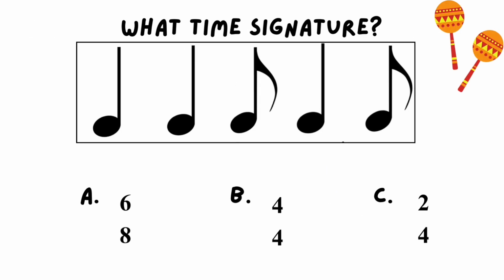Okay, 3/8. Okay, this is our last question. What time signature would this piece of music be? Would it be 6/8, 4/4, or 2/4? Have a think, pause the video if you need to. Answer coming up. 3, 2, 1. B, this would be 4/4 time. Yeah, all those notes would add up to 4 crotchets.